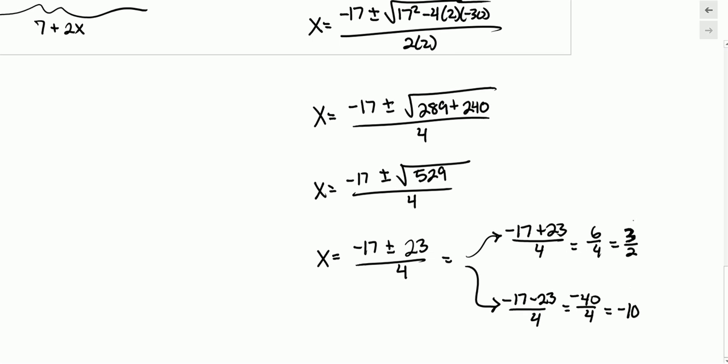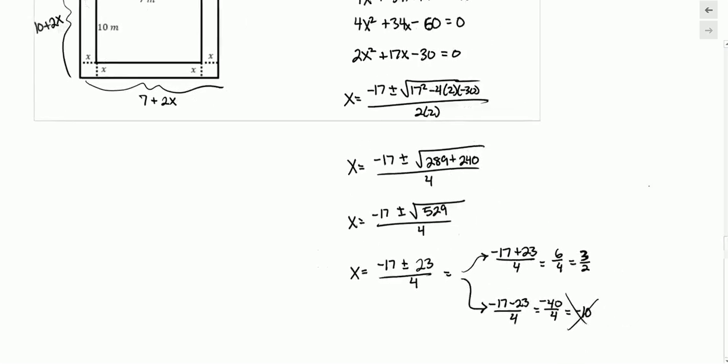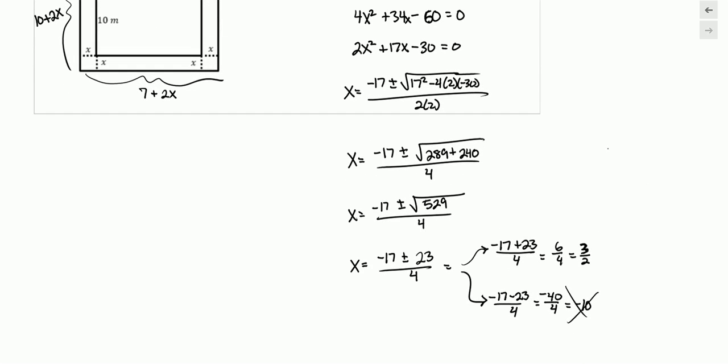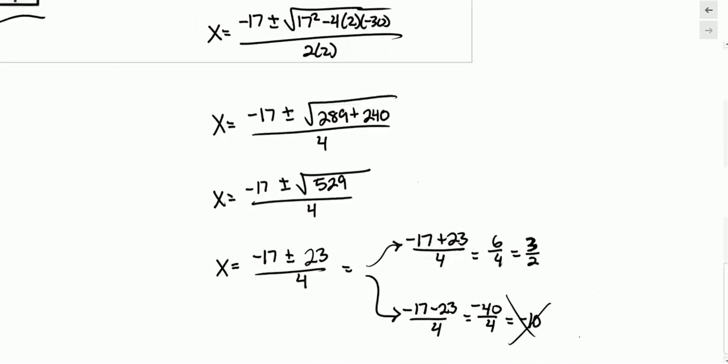So we get two answers, 3 over 2 and negative 10. But x represented the width of a walkway, so we're going to throw out the negative 10 because it doesn't make sense to have a negative width. And we're talking meters here, so this is 1.5 meters for our answer.